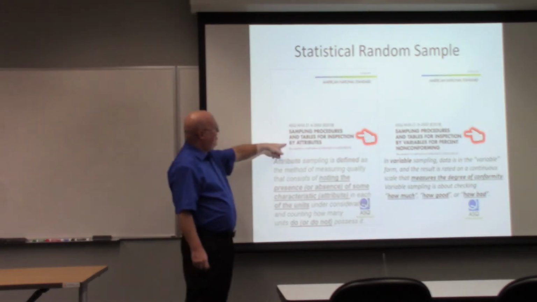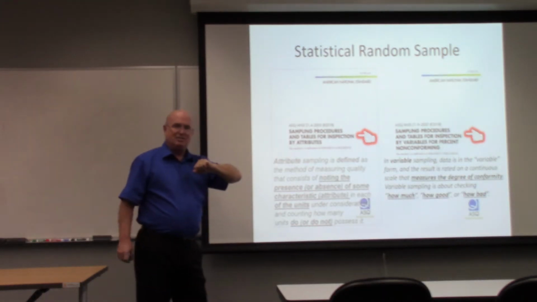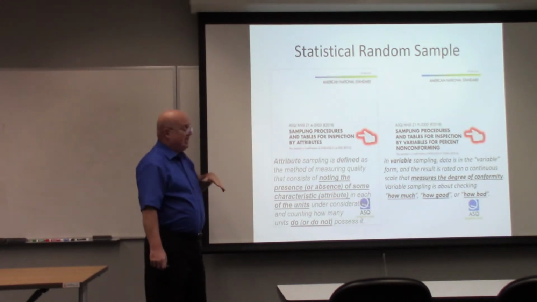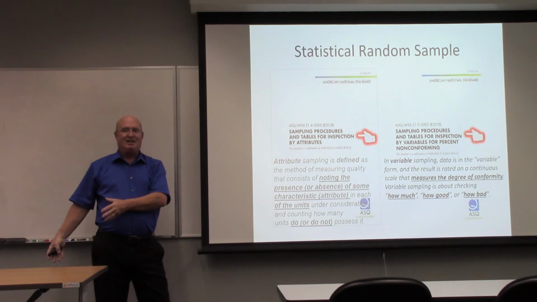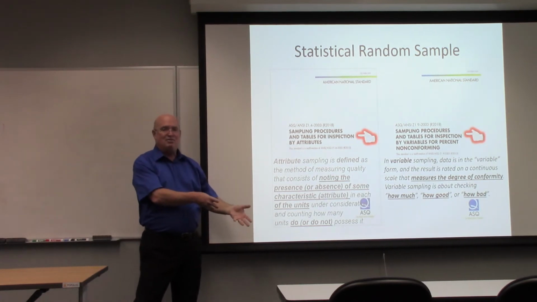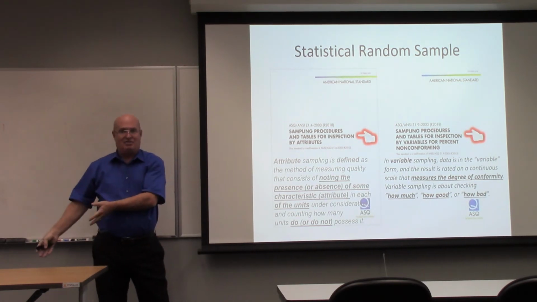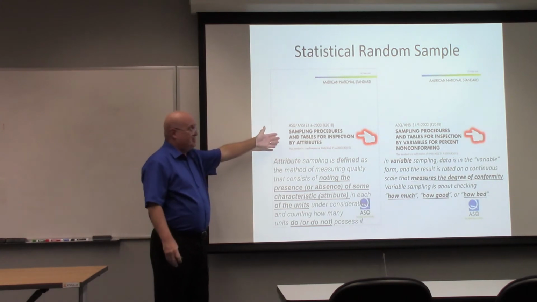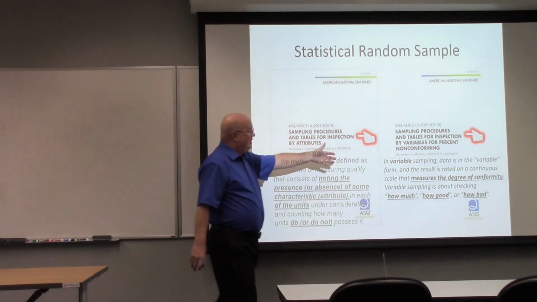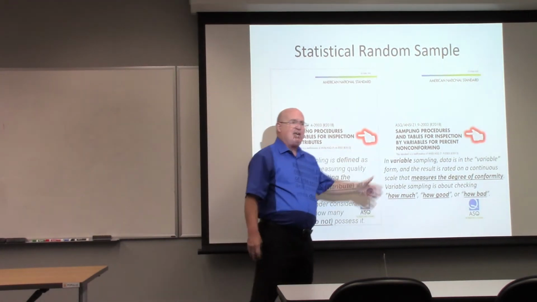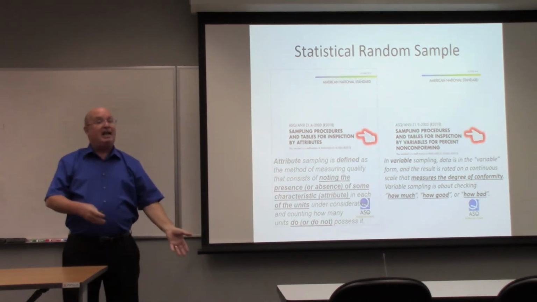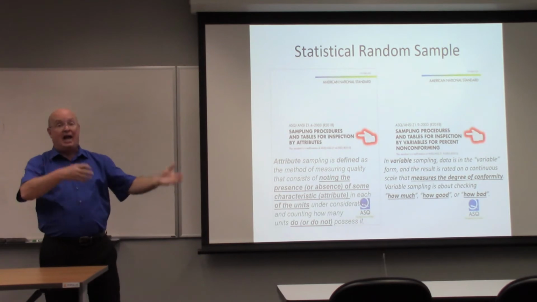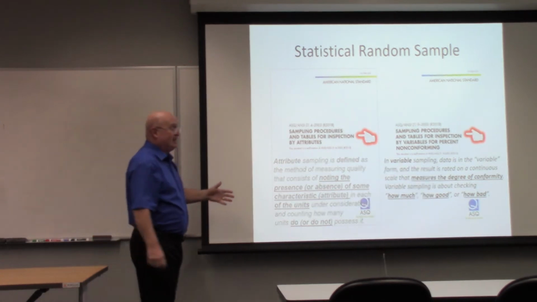One is what they call for attributes. And this just means, is something there or is something not there? Does it have the screw in it or does it not have the screw in it? This one is for variables. It measures how much of something, like how many people or not how many people.